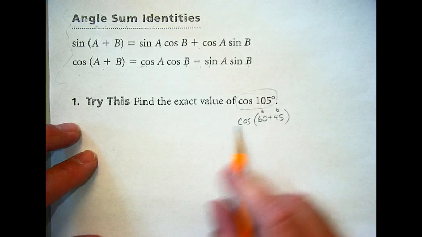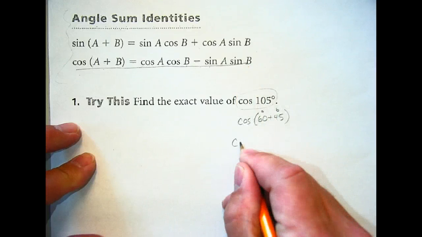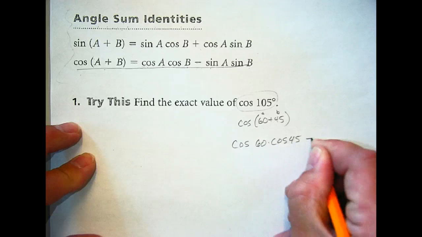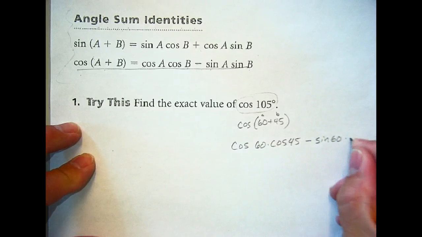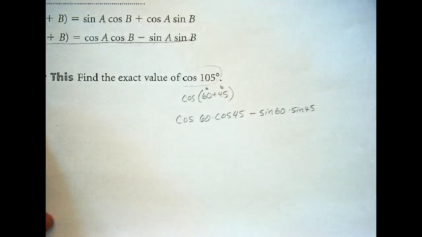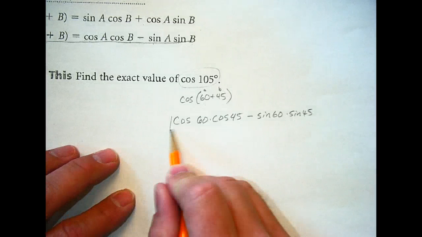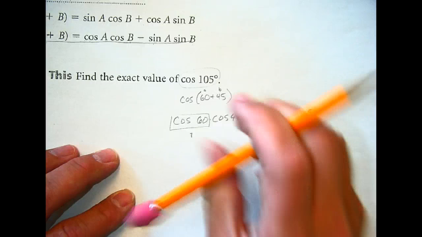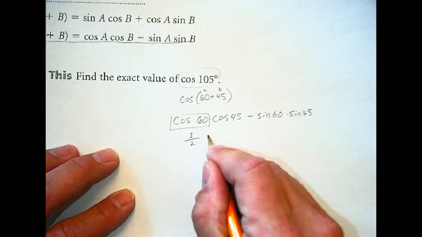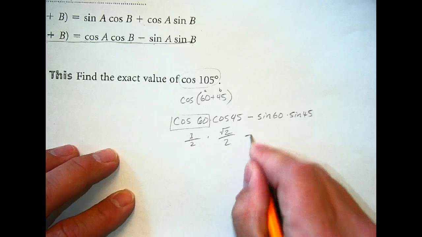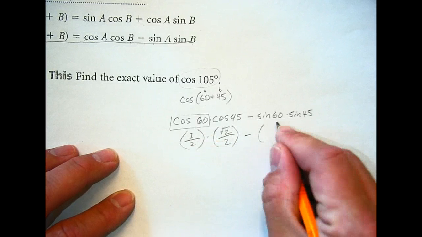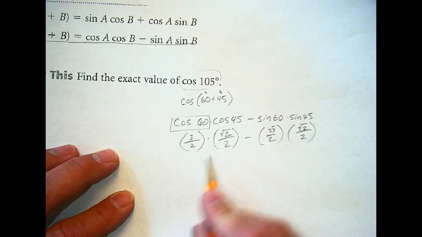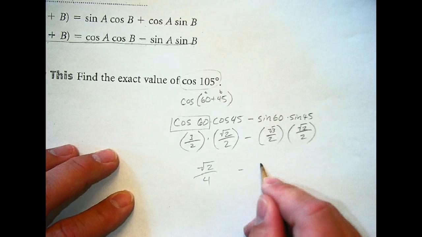All right? So we could rewrite that now using this identity. Cosine of A plus B is equal to cosine A, or 60, times cos B, or 45, minus sine A, or sine 60, times sine B, sine 45. Calculating that out, we should know what the cosine of 60 is. That's 1/2. Cosine 45 is root 2 over 2. Then sine 60 and sine 45. We multiply it out: root 2 over 4, root 6 over 4.